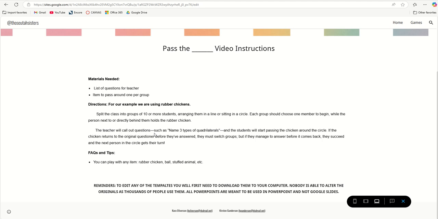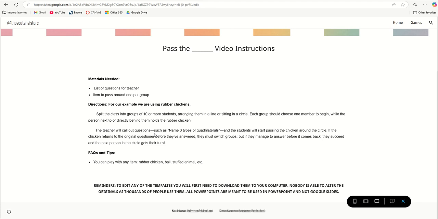Okay, so you're going to split the class into groups of 10 or more students, arranging them in a line or sitting in a circle. If you arrange them in a line, it will be one person in the front and then making a straight line behind them, essentially. Each group should choose one member to begin while the person next to or directly behind them holds the rubber chicken. So if you're doing lines, the person at the front of each line is the person you're asking the question to, and the person directly behind them would be holding it.